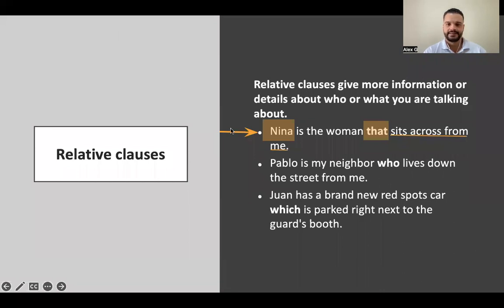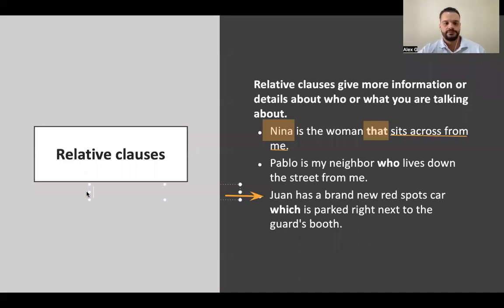Let's take a look at the next example. Pablo is my neighbor who lives down the street from me. Again, Pablo is the subject. We use the relative clause who, which is going to give us some more information that Pablo lives down the street. And finally, we have Juan. Juan has a brand new red sports car, which is parked right next to the guard's booth. There are three relative clauses that we are using here.